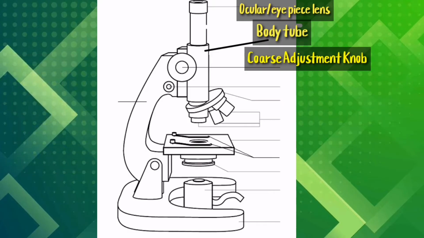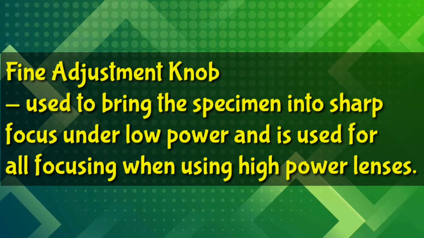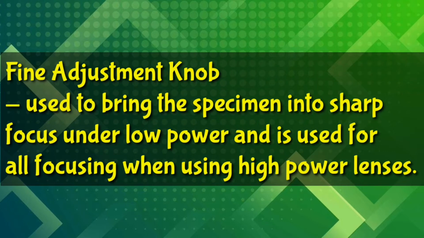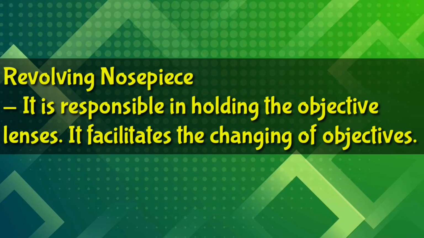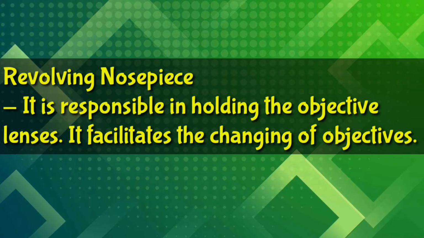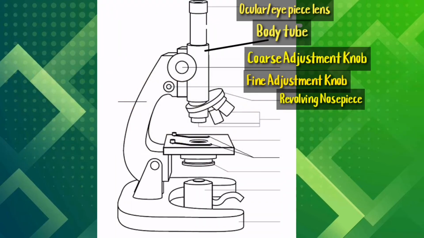Along with the coarse adjustment knob, we also have the fine adjustment knob. It is used to bring the specimen into sharp focus under low power and is used for all focusing when using high power lenses. We also have the revolving nosepiece. It is responsible for holding the objective lenses: the high power objective, the low power objective, the scanner, and the oil immersion objective. It facilitates the changing of the objectives.